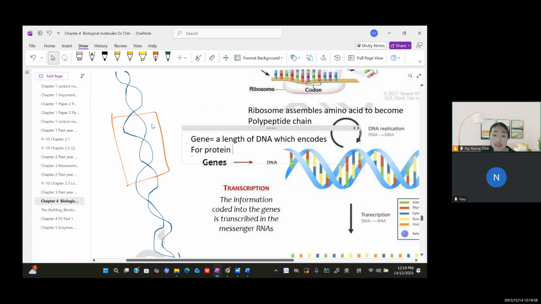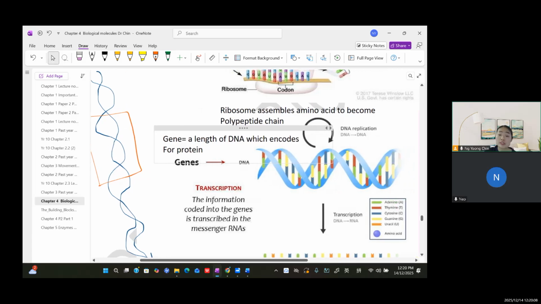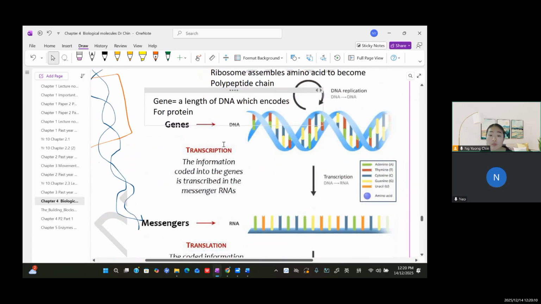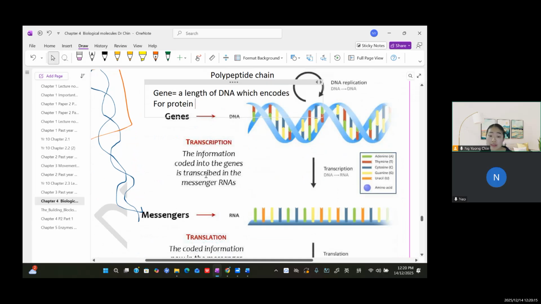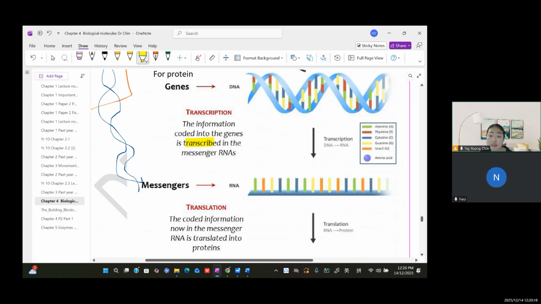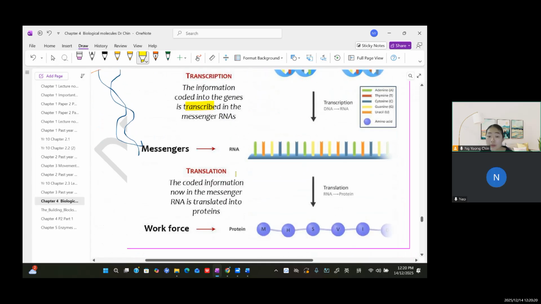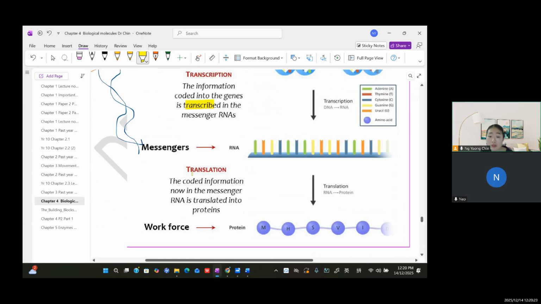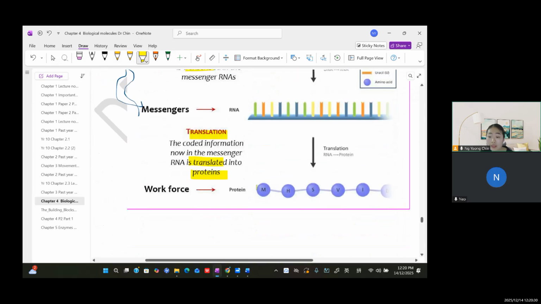The gene is located inside the DNA. It can be transcribed to produce a messenger RNA to provide the guidelines for protein synthesis. This is called transcription: the information from the DNA is coded in the genes and transcribed into the messenger RNA. Later the messenger RNA goes out and binds to the ribosome to do the translation. So the coded information in the messenger RNA is translated into the protein, the polypeptide chain.